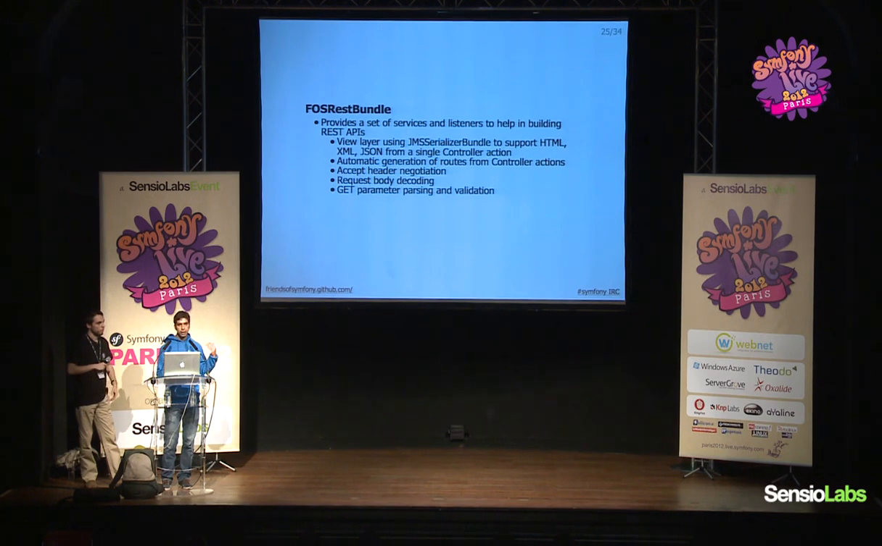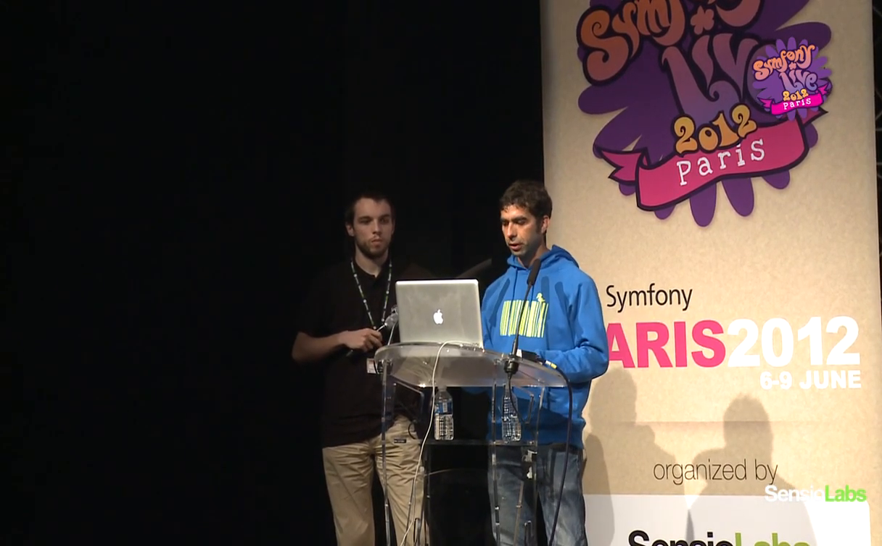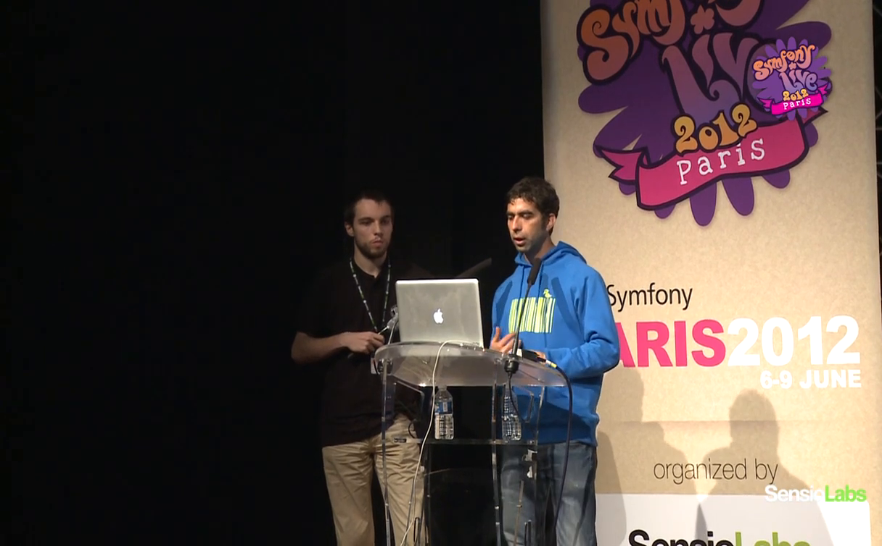So when you're sending a JSON request, for example, you can actually have the content of that request contain JSON, and then it gets automatically decoded, and it replaces what normally you would get via $_POST. And then finally, there is a solution to do parameter parsing and validation for GET parameters. So let's have a quick look here.